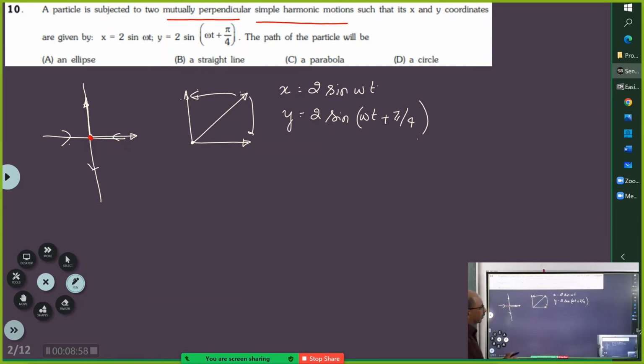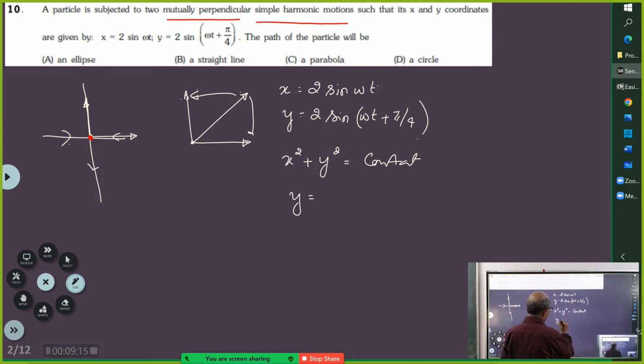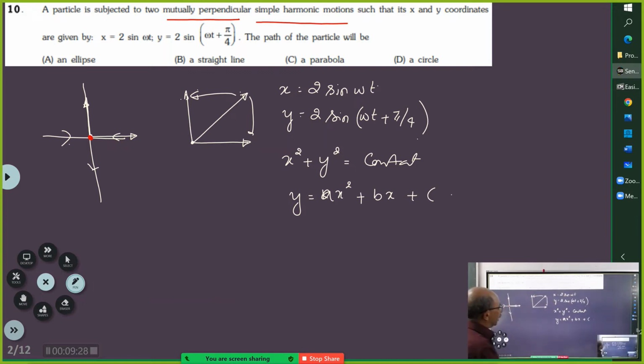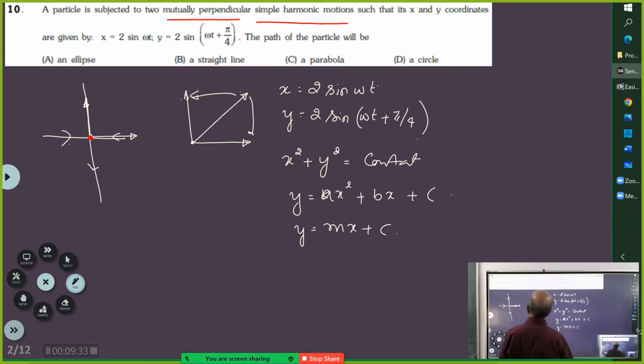So let us look at it like this. If it is to be a circle, then it should be x square plus y square is equal to some constant. I mean, you should get this expression, correct? And if it is a parabola, then we should get y is equal to ax square plus bx plus c. We should get it like this. And if it is a straight line, we should get y is equal to mx plus c.